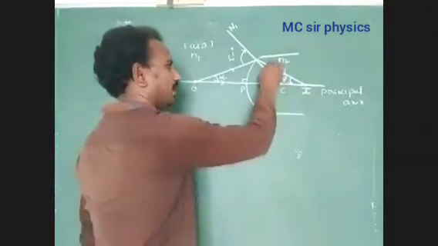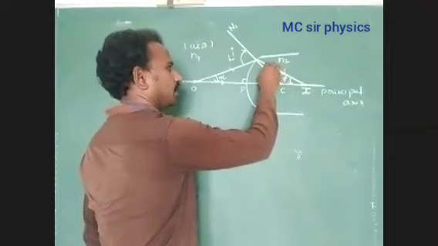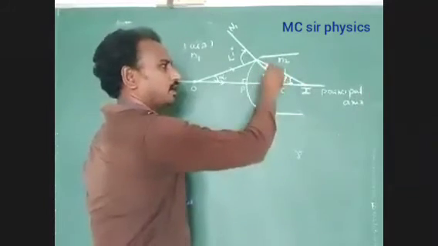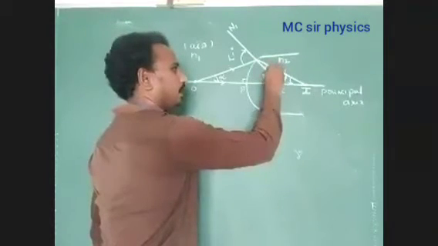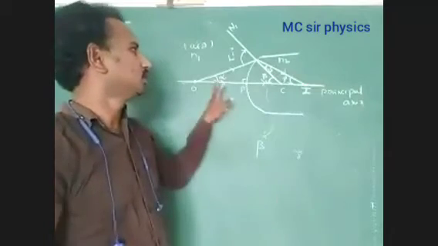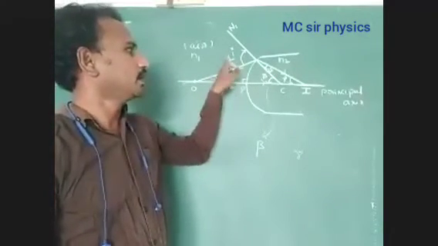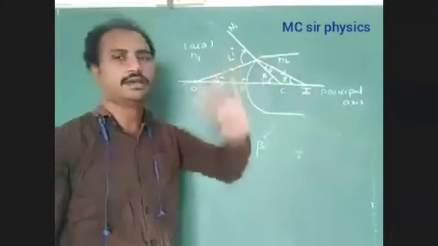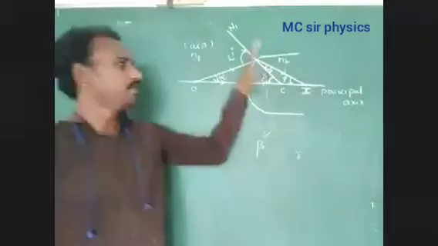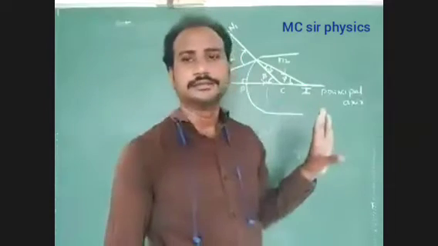Next, we have to find out the angle of refraction, the angle between the refracted ray and the normal. Angle R. In total, how many angles do we have to consider? Angle alpha, angle I, angle beta, angle gamma, angle R. Understood? So this is the complete diagram.